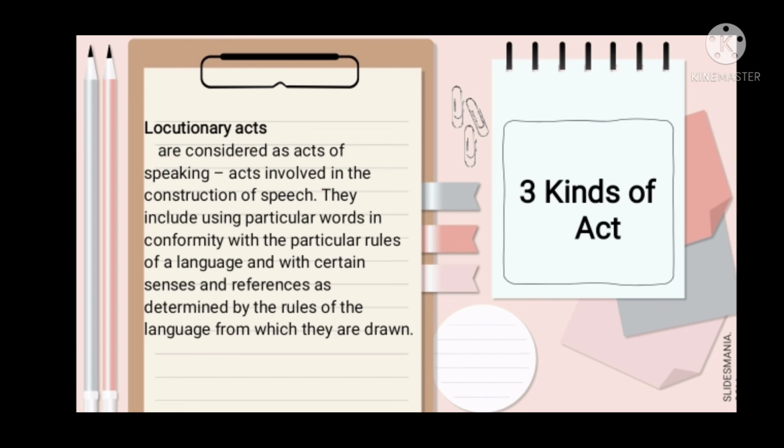There are three kinds of acts. First, locutionary acts. Second, illocutionary acts. And last, perlocutionary acts. Let's first define locutionary acts. These are considered as acts of speaking, acts involved in the construction of speech. They include using particular words in conformity with the particular rules of a language and with certain senses and references as determined by the rules of the language from which they are drawn.